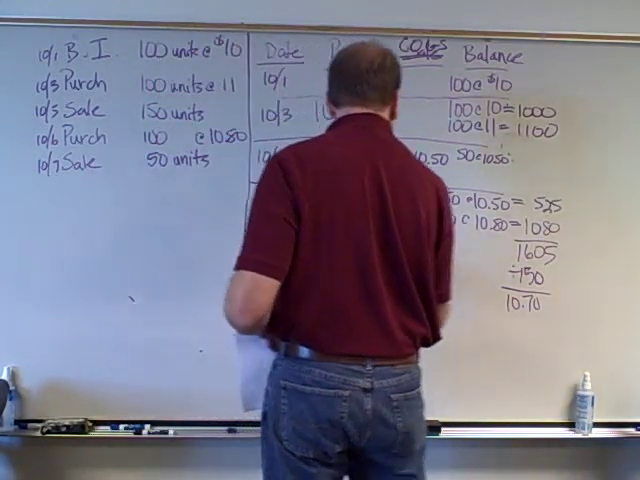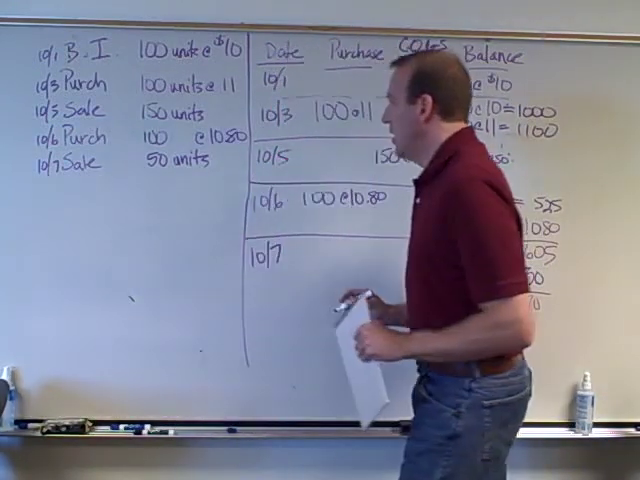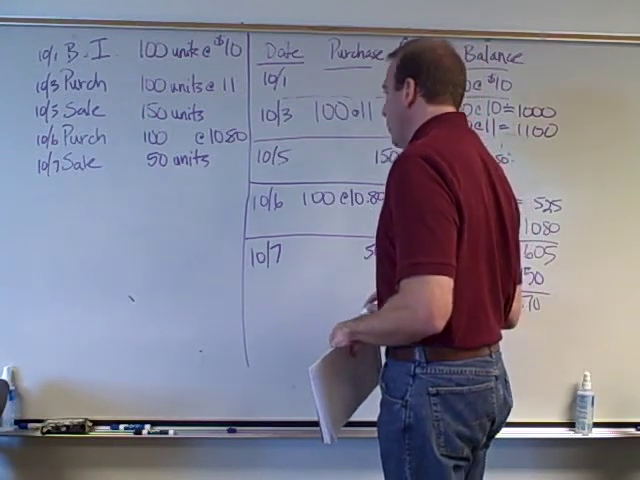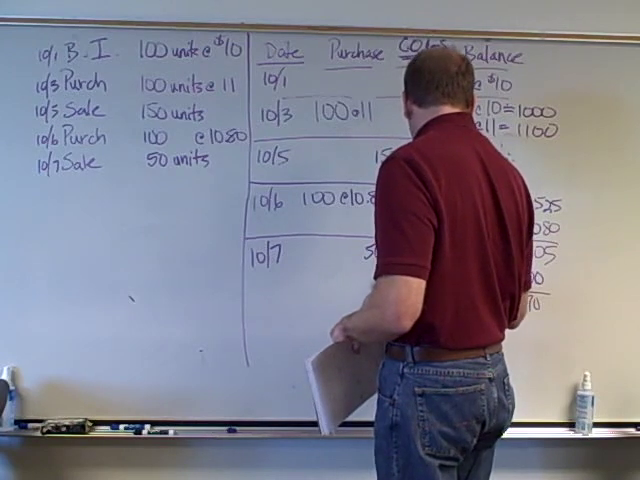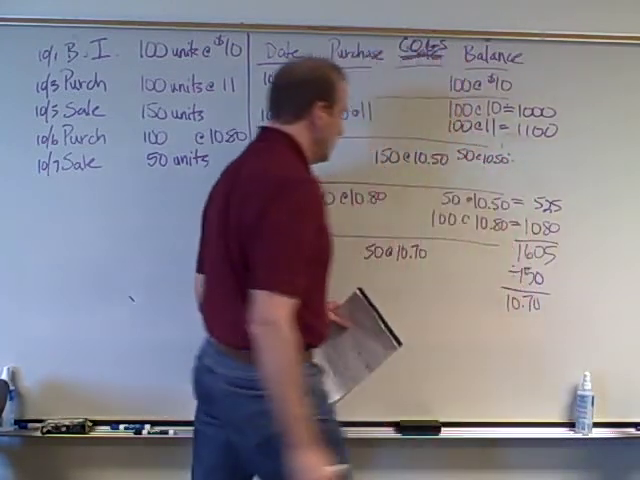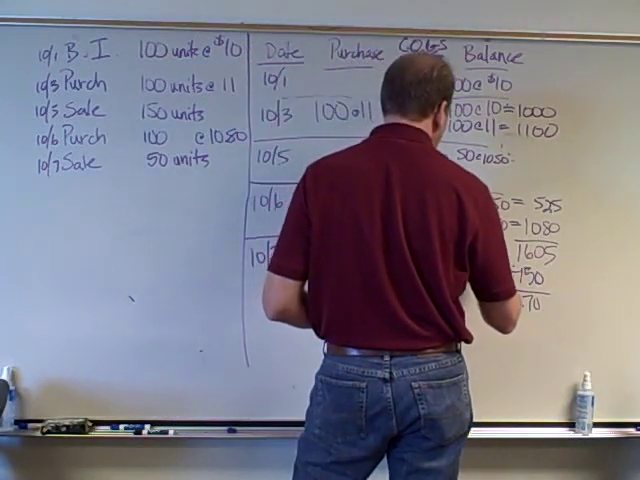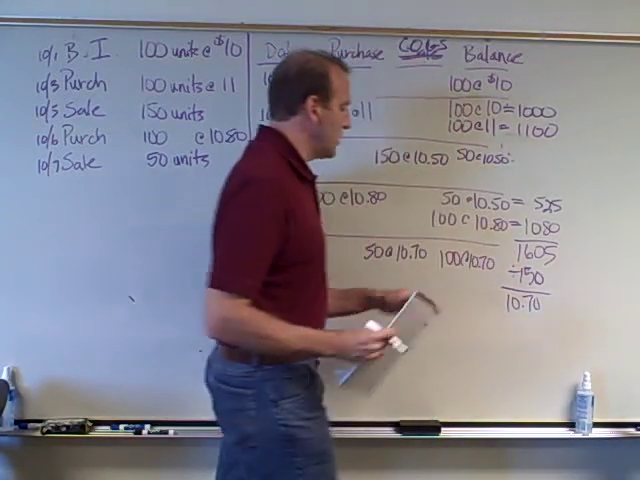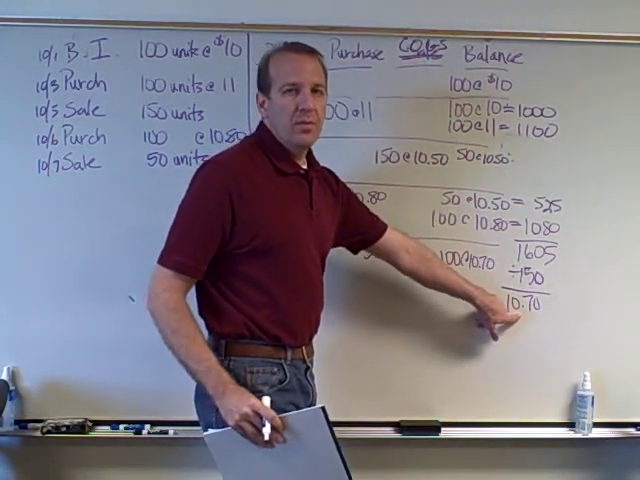So then our next transaction takes place on the 7th, 10/7. We're selling 50 units, so the cost of goods sold associated with that would be 50 of them at $10.70. What do we have left in inventory? Our ending inventory would be 100 units, and they would be carried at a cost of $10.70, the average. Okay? So, there you have it.